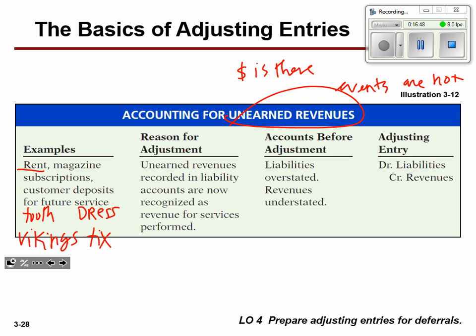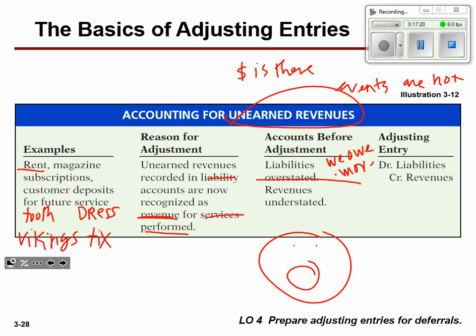Why are we adjusting them? They show up as a liability, and as we perform the services, then it becomes revenue. It goes from unearned revenue to earned revenue. Here we go with this one again. If we didn't do these adjustments, liabilities would be overstated, so it looks like we owe more than we really do. And revenues would be understated because it's like we never did the work.